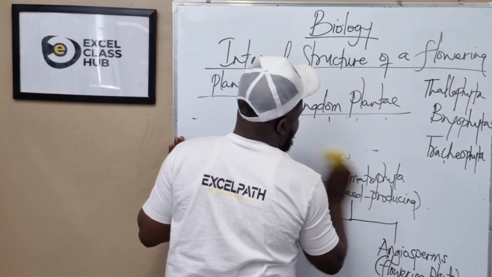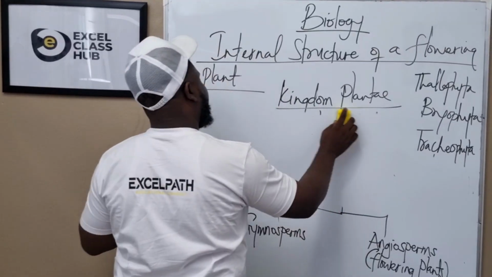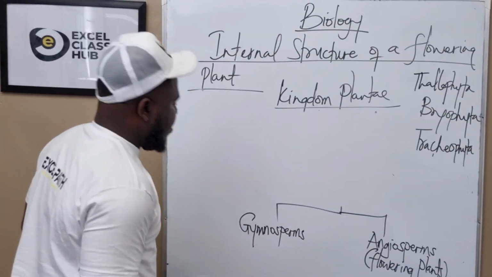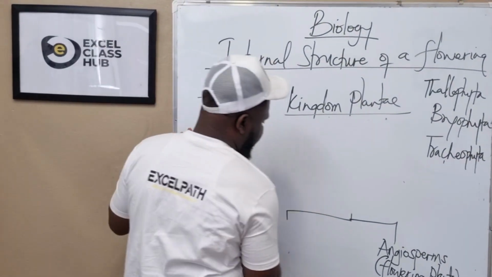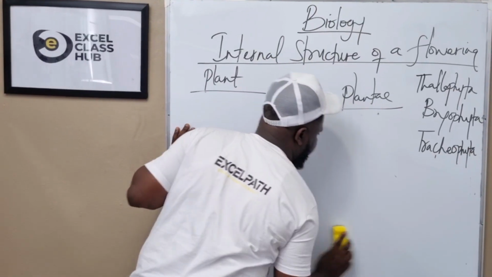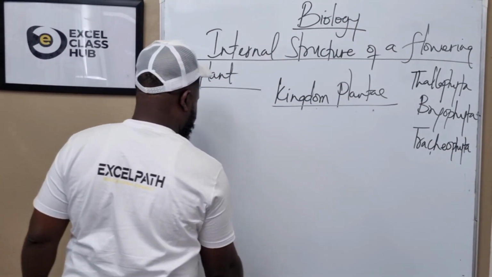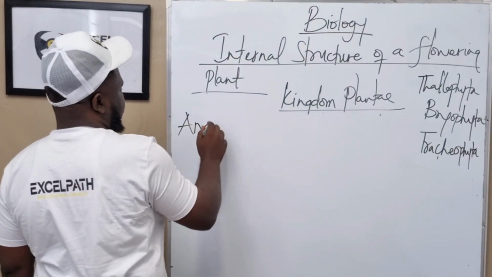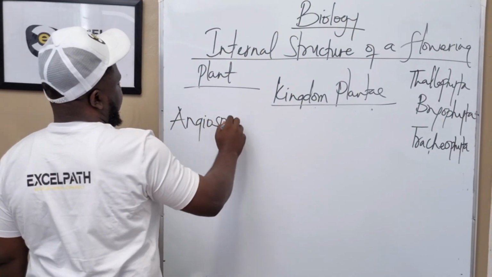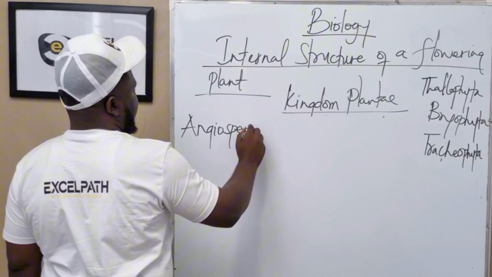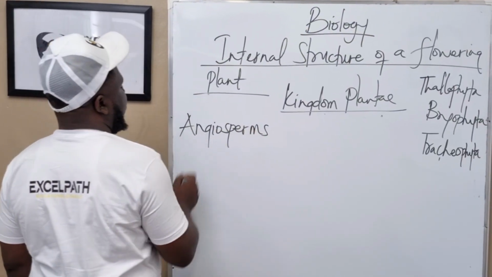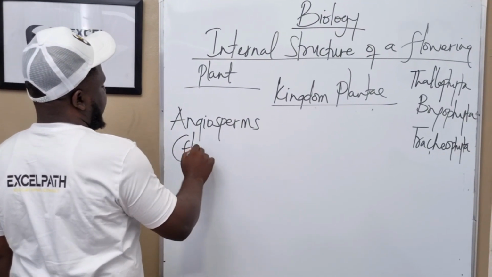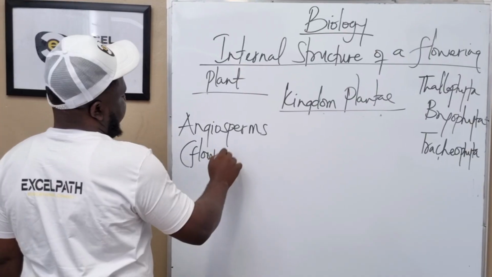Of course, they are the most advanced categories of plants. So when we talk about flowering plants, we are talking about the angiosperms. Angiosperms, also called flowering plants.